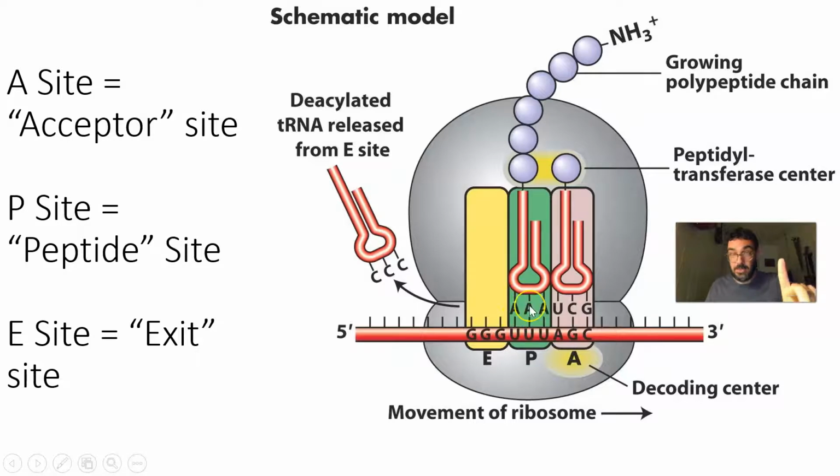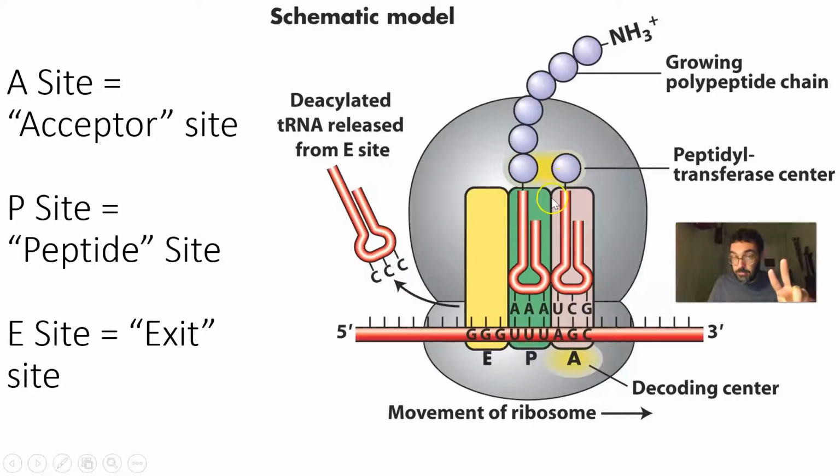So acceptor. At the A site, at the acceptor site, the ribosome is checking for a match between the codon and the anticodon. I'll say it again. At the acceptor site, the ribosome is checking for a codon-anticodon match. If there's a match, we move on to the P site, P for peptide, where the peptide bonds will form.